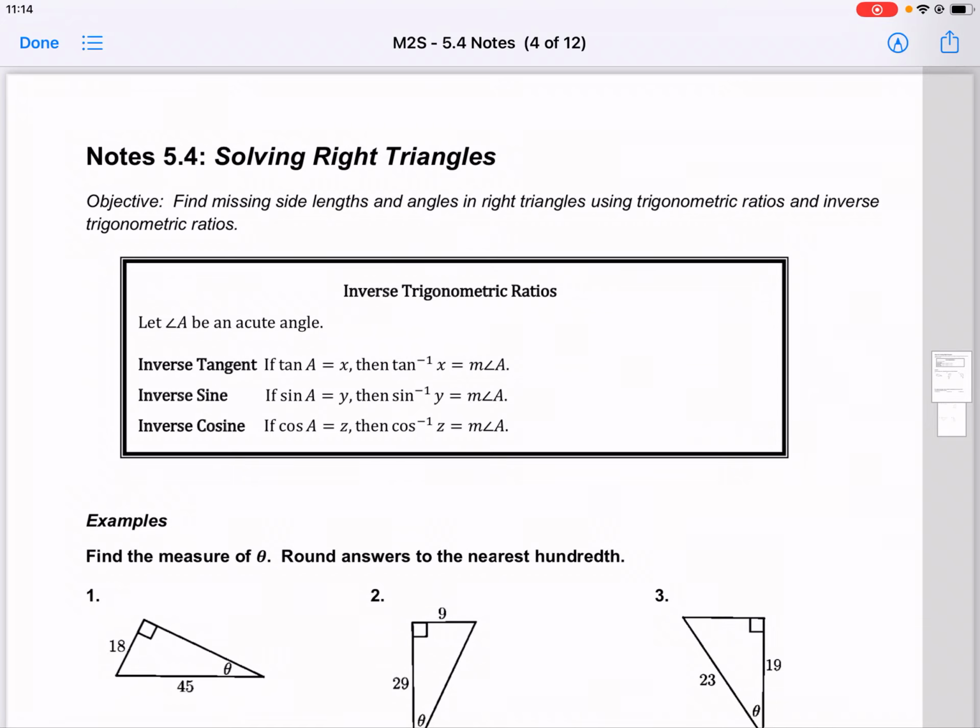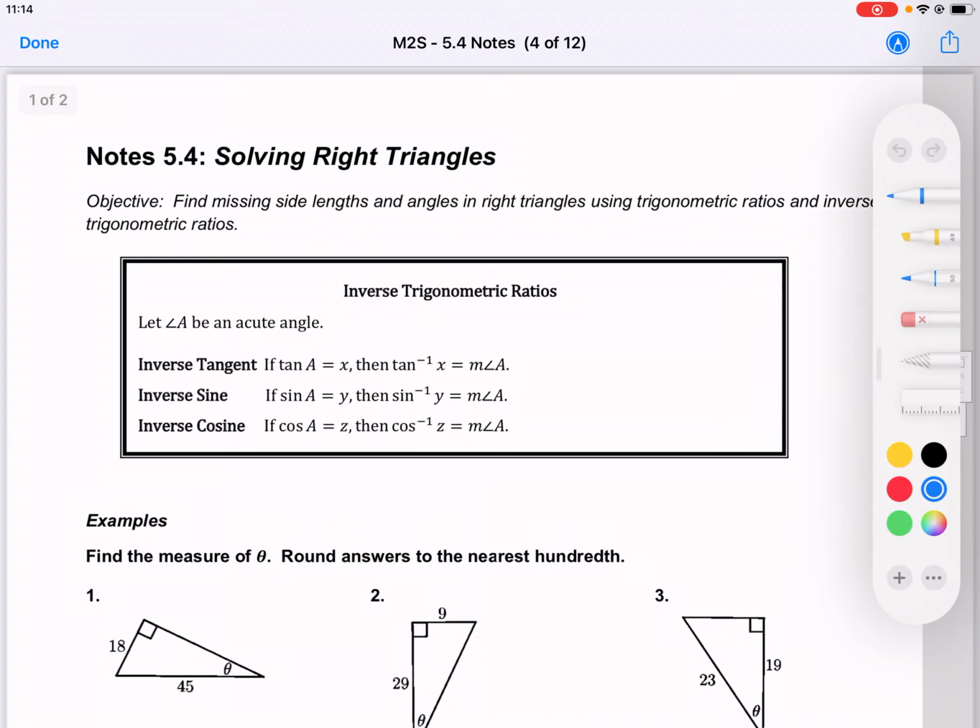Today we're going to solve right triangles, but sometimes when we solve right triangles, we actually have to find the angle of the triangle. The way you find an angle is what's called the inverse of the trig function. So if we know that tangent of angle A is equal to x, then tangent inverse of x is the measure of angle A.